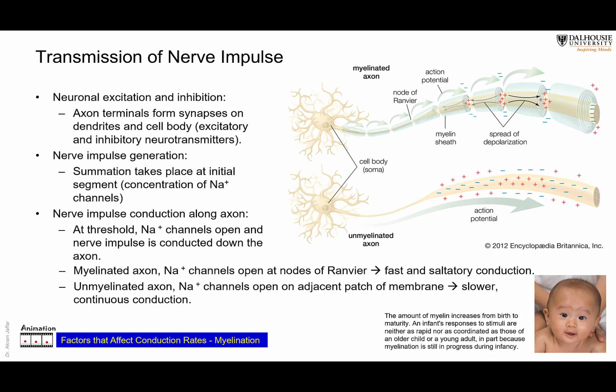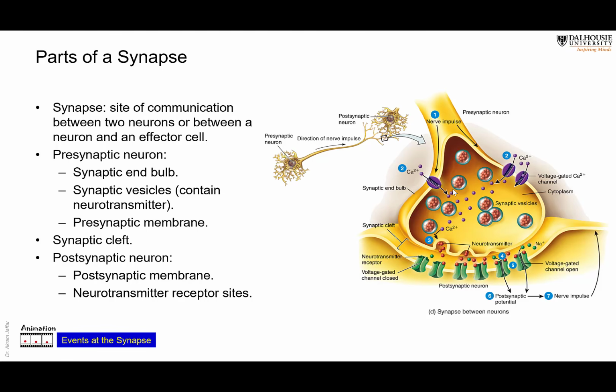That's why in newborns and in babies, you will find that their responses to stimuli are not as rapid or as coordinated as in the adults, okay? Because the impulses are slower. The myelin sheath has not completely developed, okay? And this is again to show you, this is more of a physiology slide rather than anatomy, but just to give you an idea about saltatory conduction in myelinated axons and continuous conduction in non-myelinated axons.